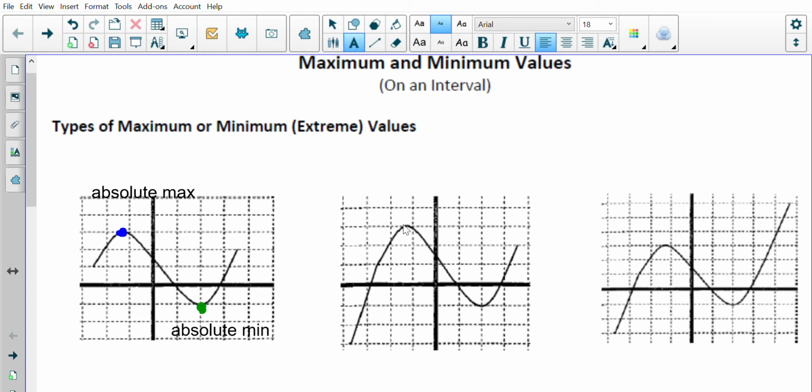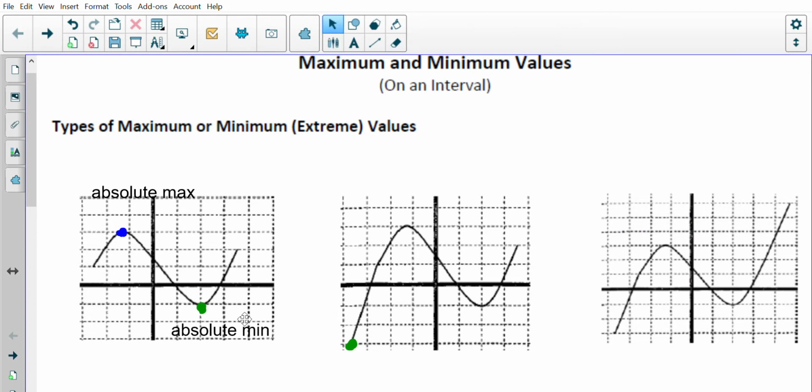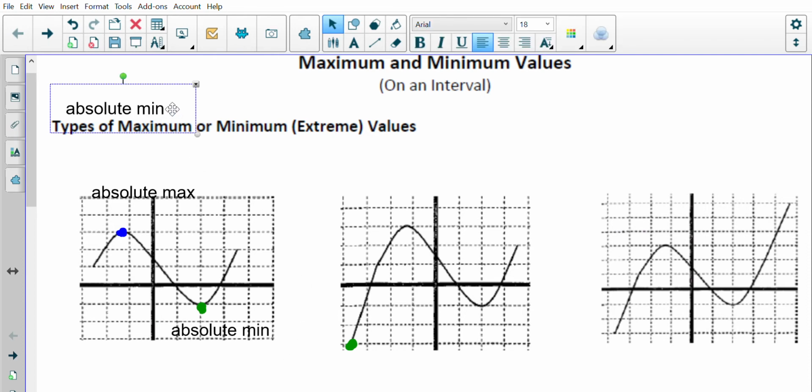Now I go over to my next curve here, and again they all have the same shape where they go up and then they go down and then they go back up. Now I can see down here at the very, very bottom, this would be our absolute min. Let's see here. It is the absolute lowest spot.